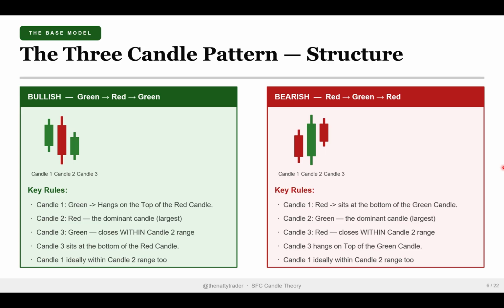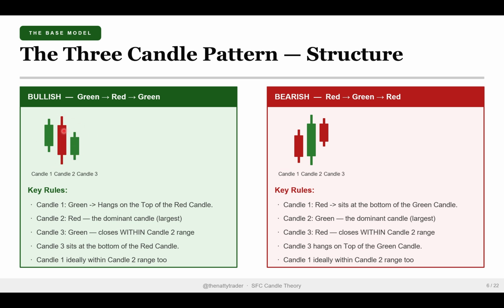So the 3 candle patterns, basically the base model, consist of 2 different kinds of candles, obviously the bearish candle and the bullish candle. So let's talk about the bullish candle first. Candle 1, which is this one, hangs on top of the red candle. So this is the top of the red candle and this is where it hangs, okay? It kind of hangs over here. And the red candle is the most dominant candle because it's the largest in all of these 3 candles.